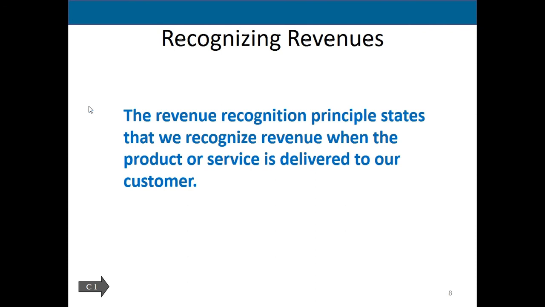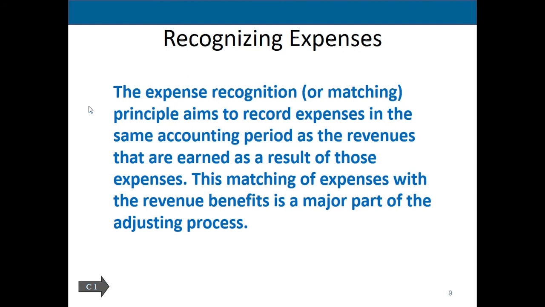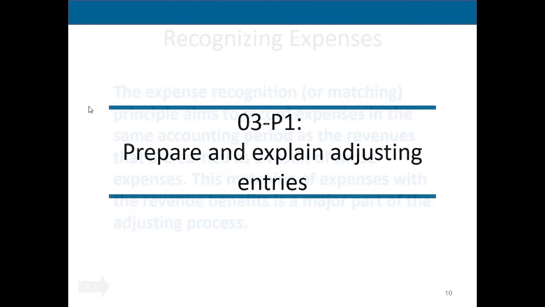Again, recognizing revenues, the revenue recognition principle states we recognize revenue when the product or service is delivered to our customer, meaning we've earned it. And then expenses, the tough one, it's the matching principle, which aims to record expenses in the same accounting period as the revenues that are earned as a result of those expenses. It takes money to make money, folks, right? This matching of expenses with revenue benefits is a major part of the adjusting process, and that's absolutely true, and that's what we're going to look at here in Chapter 3.